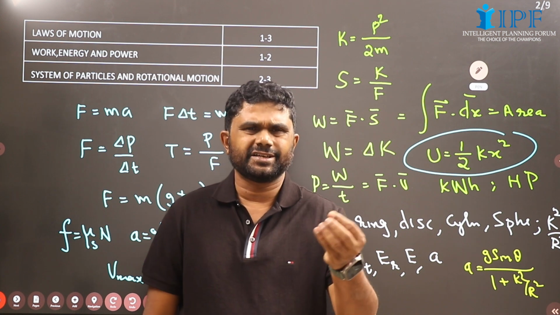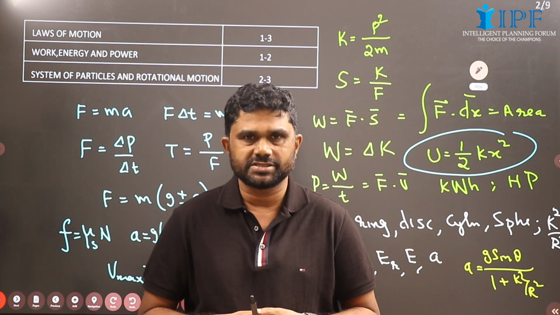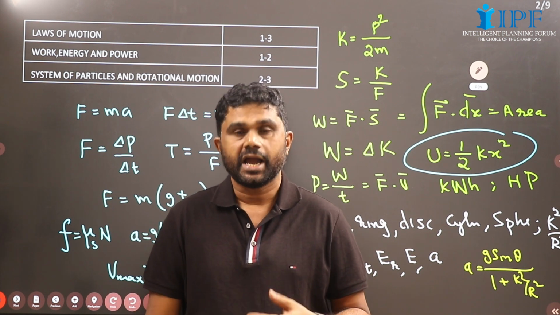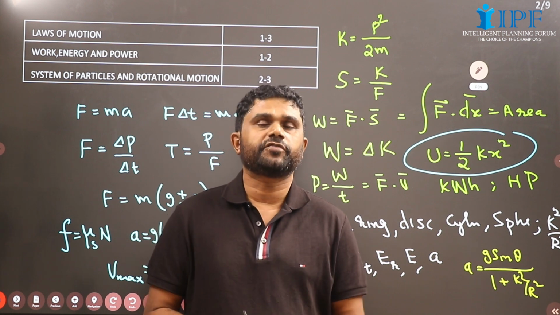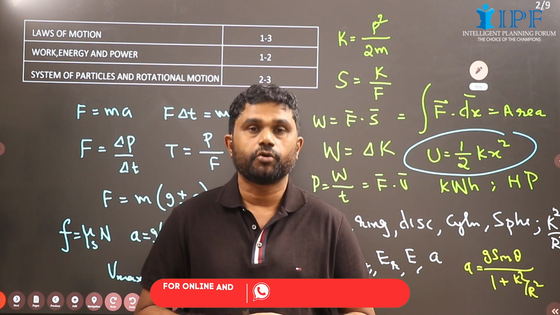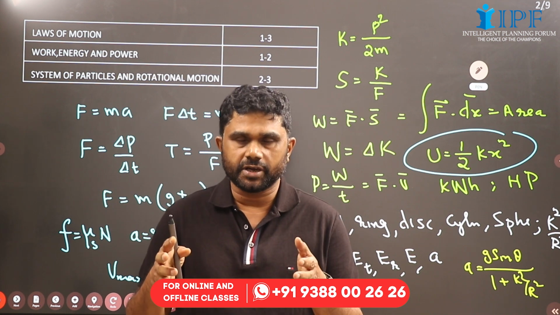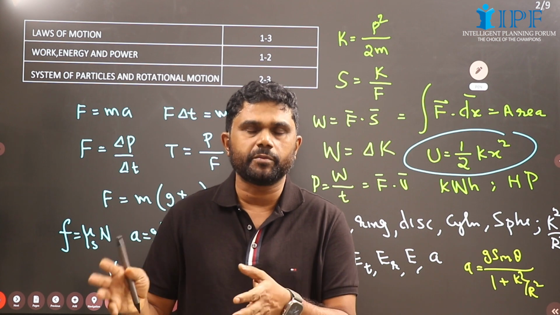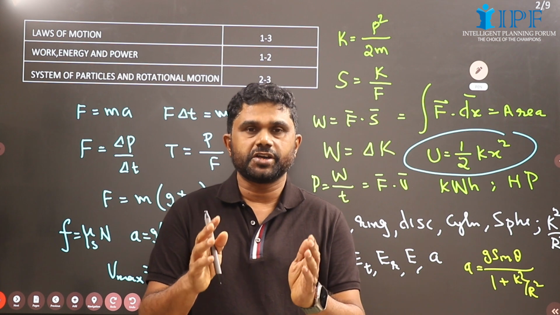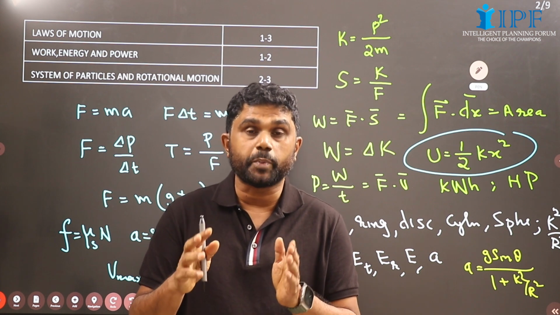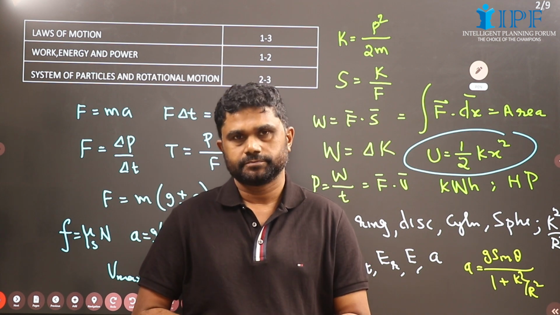Sometimes you will be given the positions of some point masses m1, m2, m3, etc., and their position coordinates also will be given. You will have to find the x coordinate or y coordinate or both of the center of mass. I have given you the formula for the x coordinate. A similar formula you can use for the y coordinate also. The y coordinate of the center of mass in case of a two particle system will be m1 y1 plus m2 y2 over m1 plus m2.